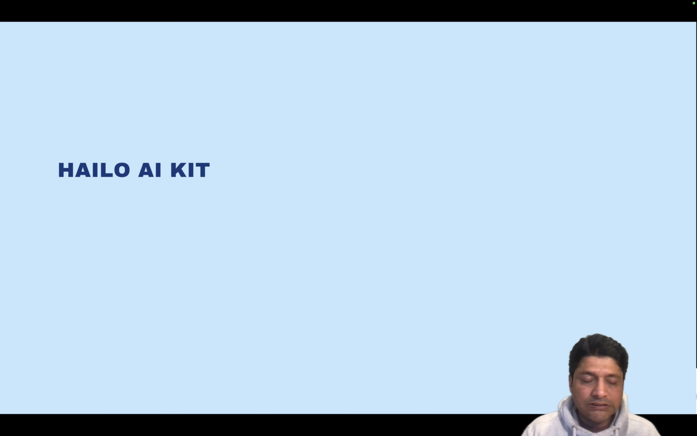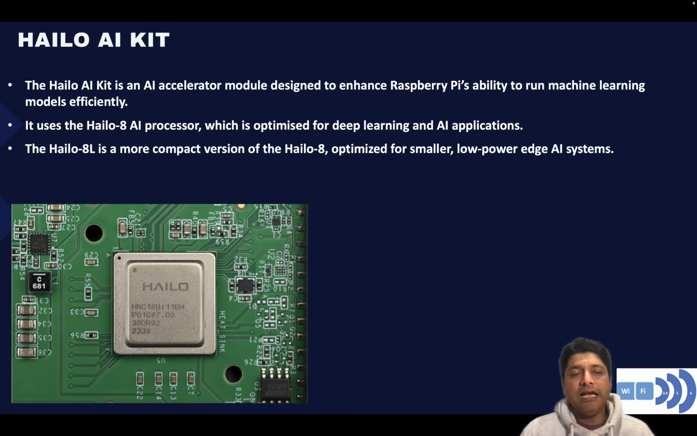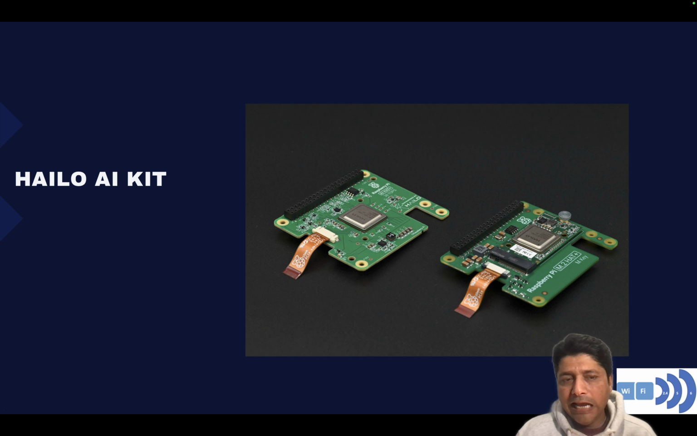What's an AI kit? What's a Hailo AI kit, right? So the Hailo AI kit is an AI accelerated module to enhance the Raspberry Pi functionality to run machine learning models efficiently. It has got Hailo 8 as an AI processor. As you can see, it is a separate board where the chip is directly installed on the board, which is optimized for deep learning and AI applications. There are two different Hailo AI kit models. One is M.2 HAT plus, and another one, as you can see, is the AI HAT plus. In the AI HAT, the Hailo AI chip is embedded on the board, whereas the M.2 has a peripheral slot where you can insert the Hailo 8L chip and connect it to the board.